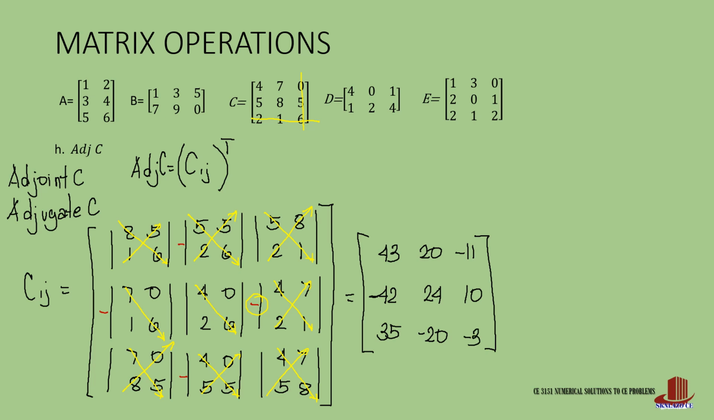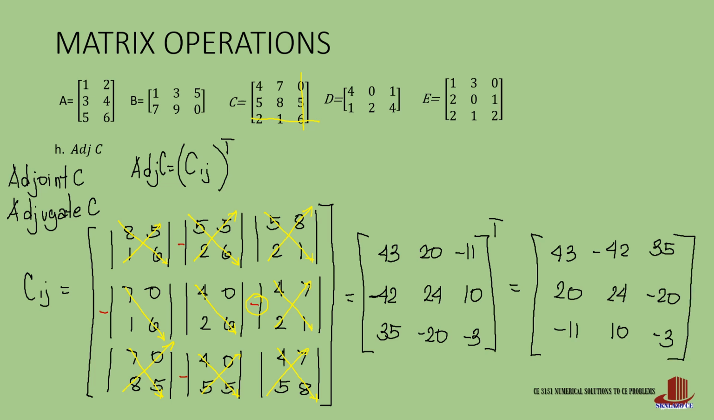Now that we have our cofactor, take its transpose. And again, that would simply be turning all the columns into rows. So that would be 43, 20, negative 11, negative 42, 24, and positive 10. Lastly, 35, negative 20, and negative 3. So this is the adjoint of matrix C.